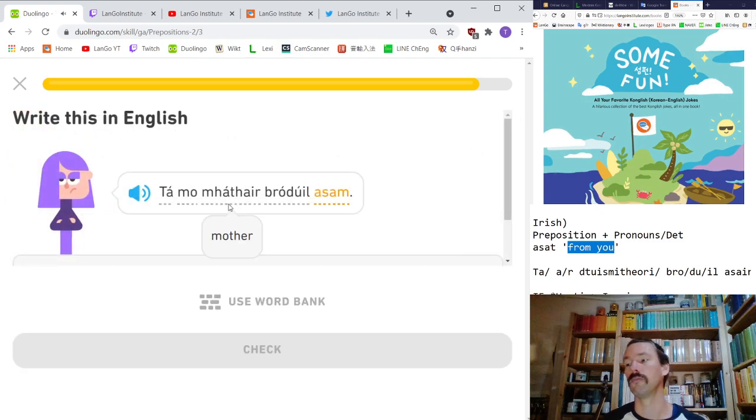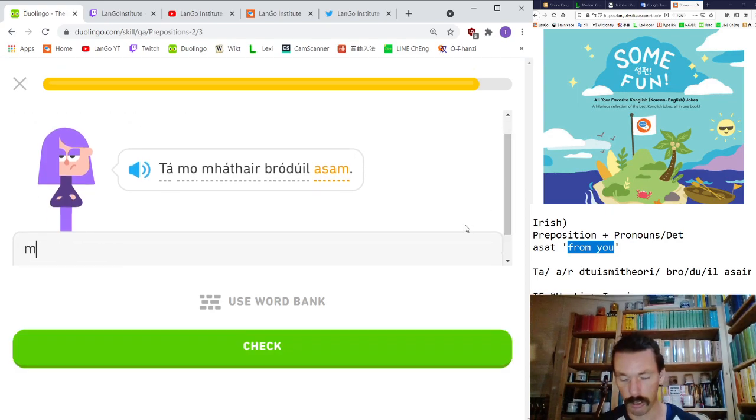Tá mo bhathair bródú easam. My mother is proud of me. Has pride from, right? Brodul. Oh, we don't know. I don't know enough about brodul to really literally translate it.